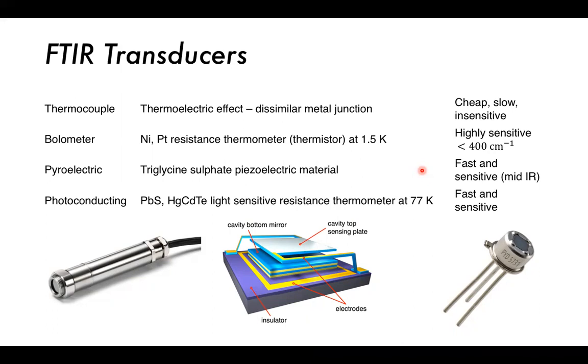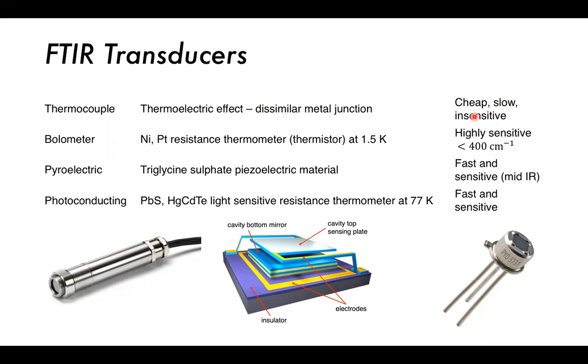And so there are a number of different transducers that we can use. These will convert some sort of photoelectric effect to electricity. So a thermocouple, for example, uses the thermoelectric effect. It's composed of a dissimilar metal junction, and it's very cheap. So most low-cost instruments will use this, but its low cost does come with some problems in that it is slow and insensitive.